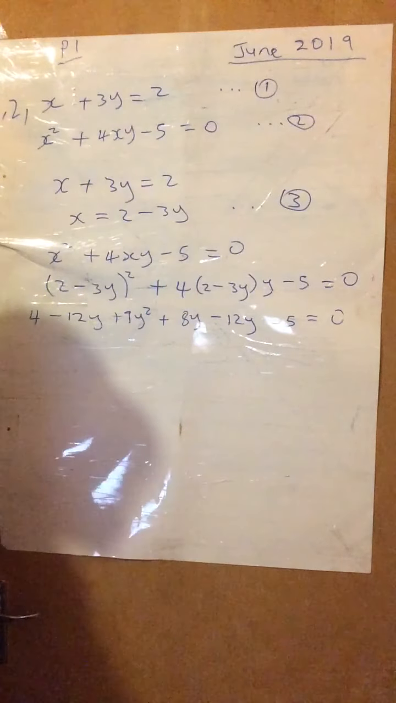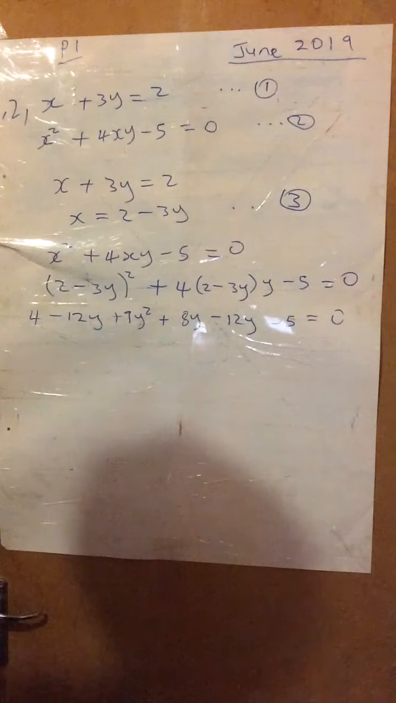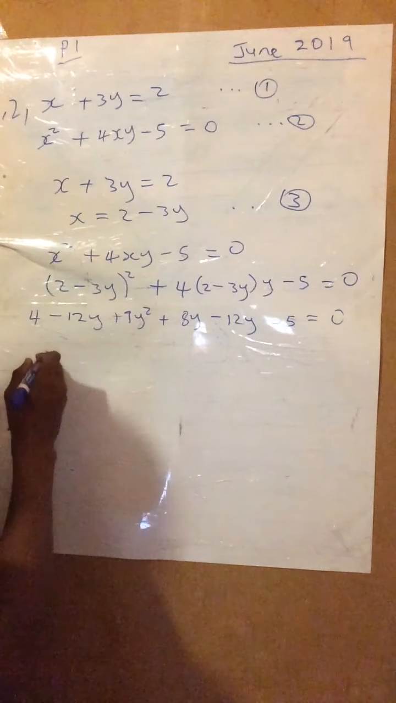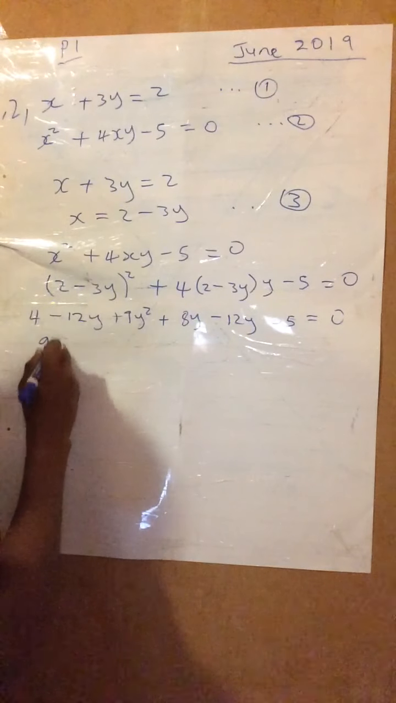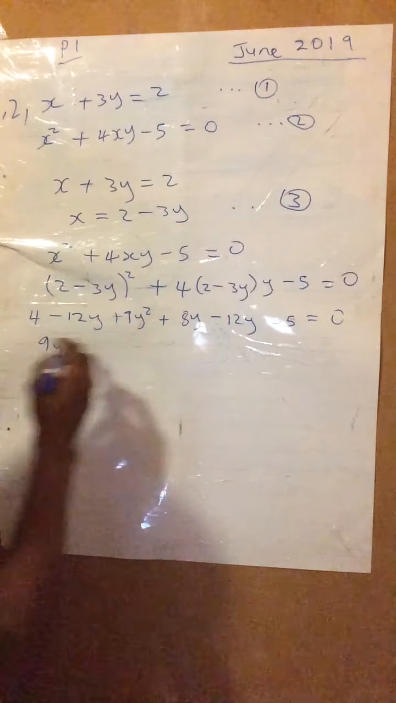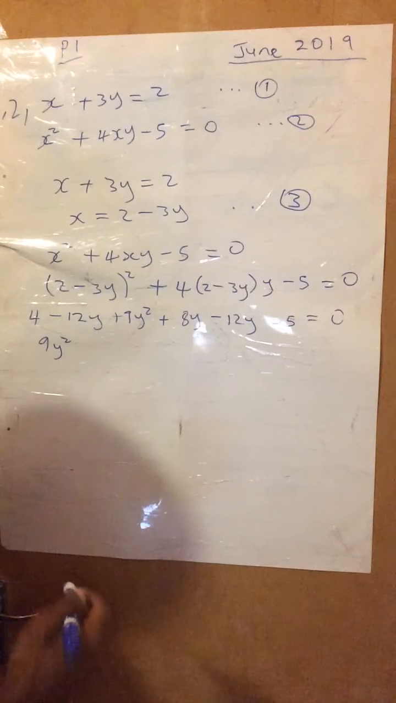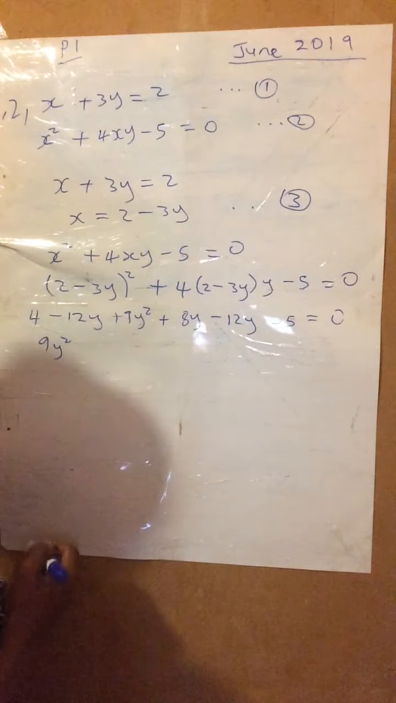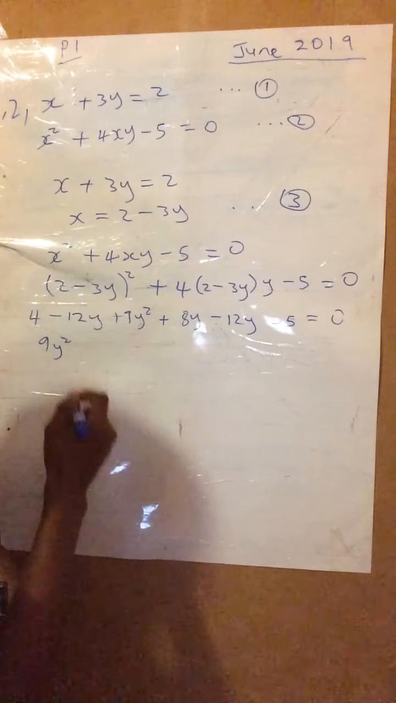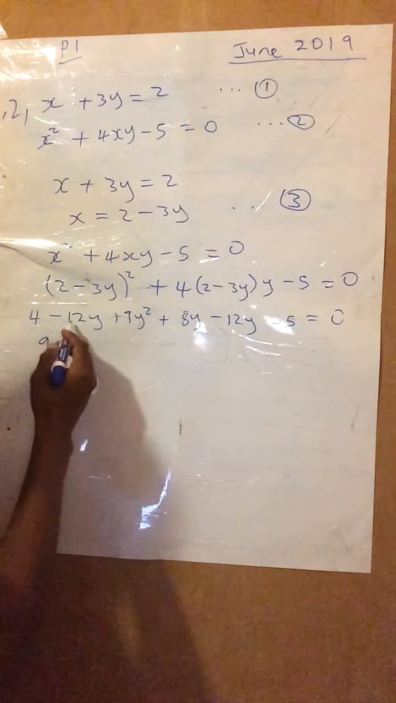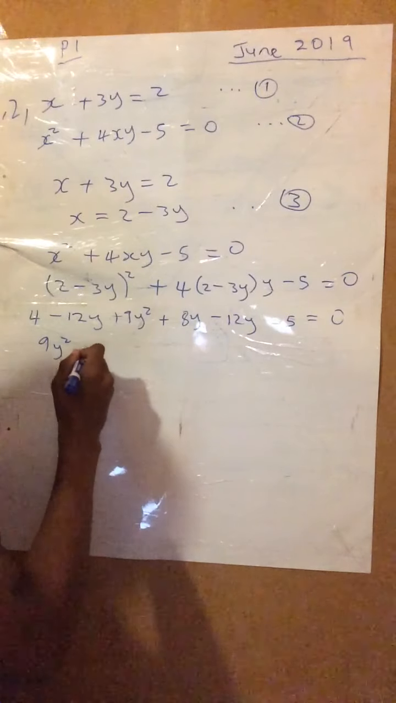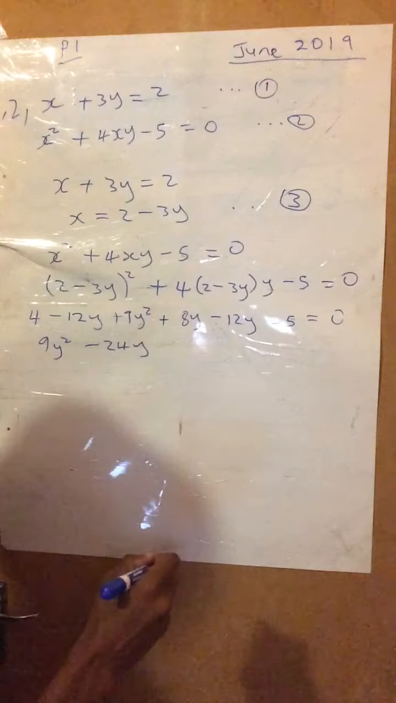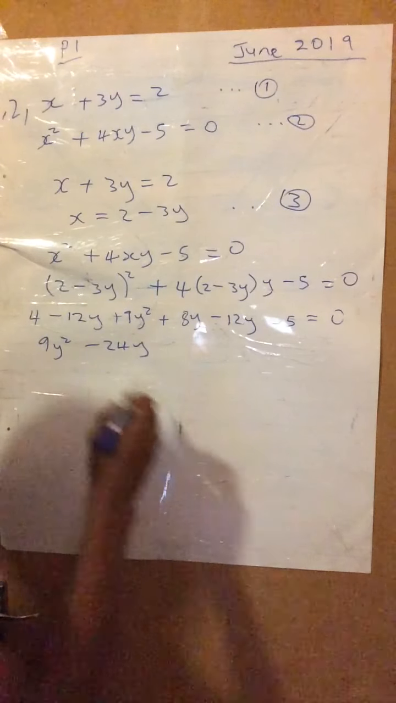Then what we do now, we simply group like terms. We will start with the one with the highest degree, which is 9y squared, right? It doesn't have anything that is like it, so it doesn't have like terms. So it's 9y squared. Then we have negative 12y and negative 12y, which will simply be minus 24y, right?